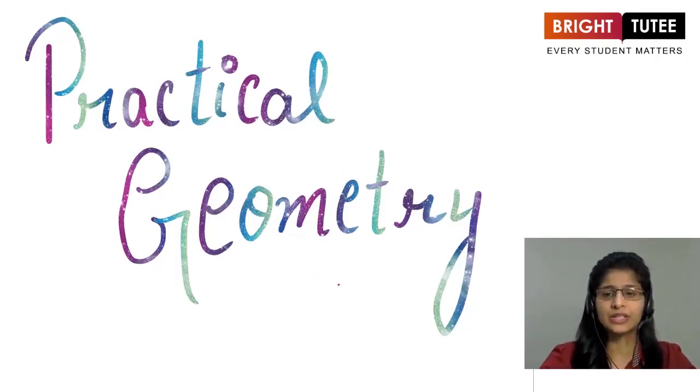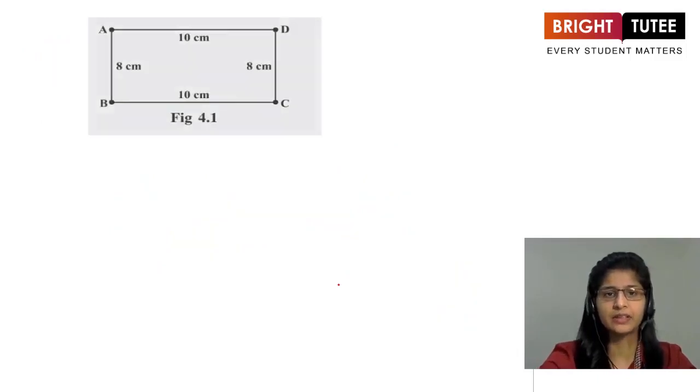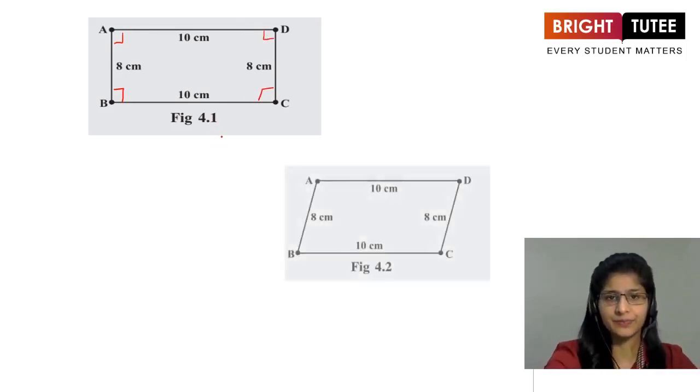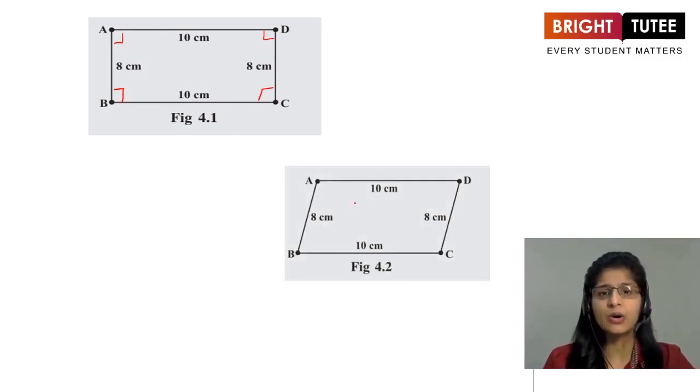Okay, so just see here, there is a figure. This is a rectangle. All the angles are 90 degrees each, and the opposite sides are equal. So it is a rectangle. Now suppose I push it towards the right side, like this. It will become like this. Now we see that the angle measurements have changed. Are they still 90 degrees? Are these angles 90 degrees now? No. The measurement of these angles has changed.